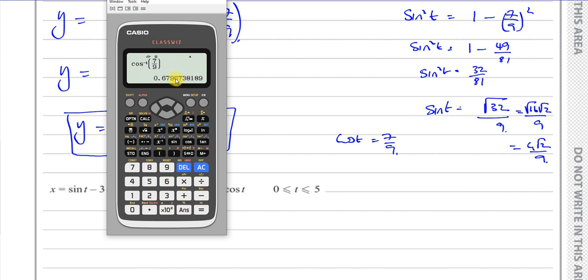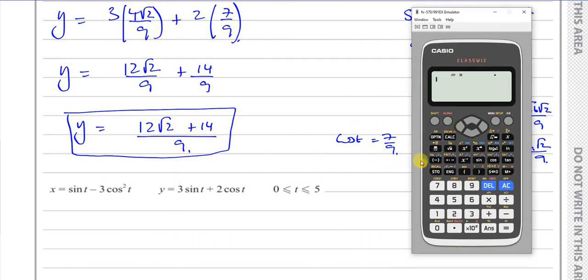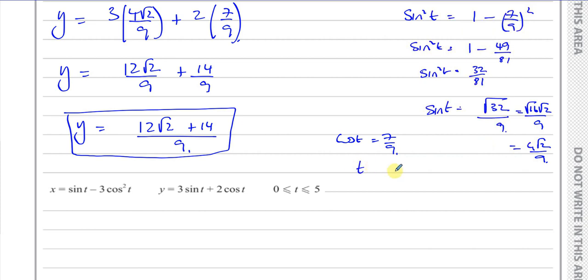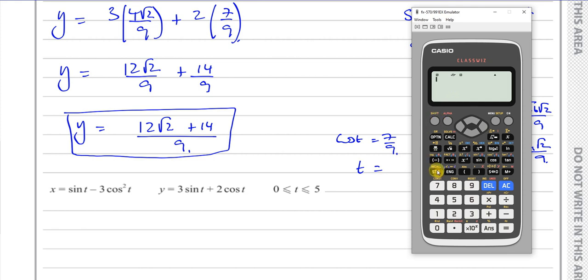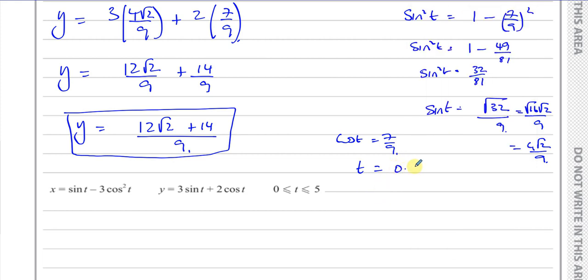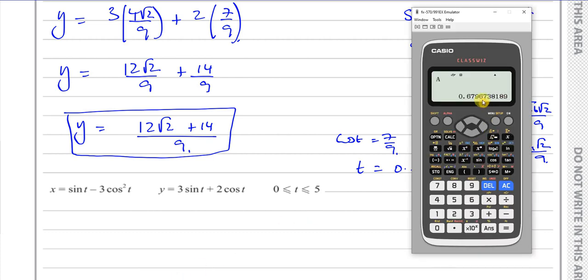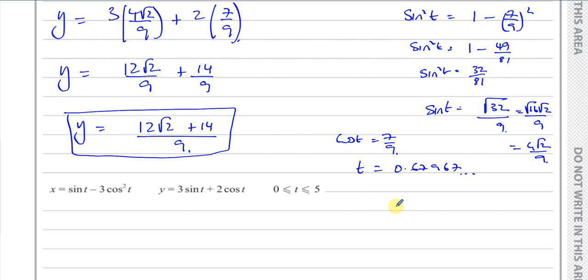So I'm going to store this as A. Okay, so that's now stored in my memory as A. That value is t, and cosine t gave us this value. If I want to find what I stored, I can recall A, which equals 0.67967, something like that, and it goes on. But we've got the exact value stored because we kept it as it is in the calculator.